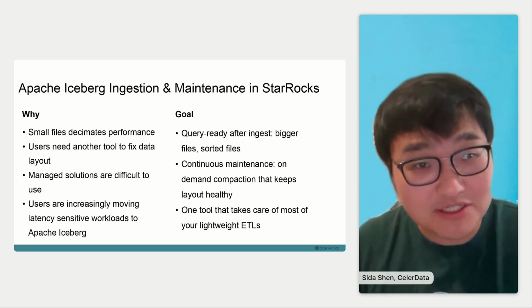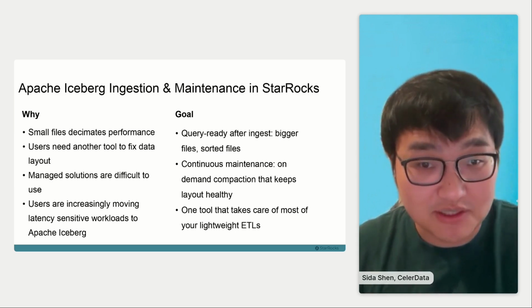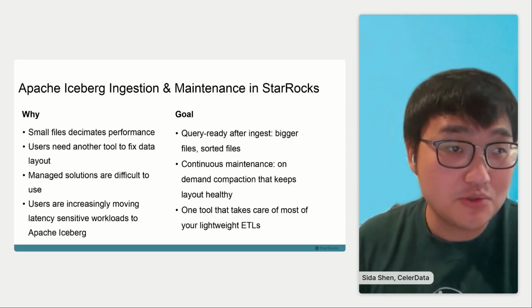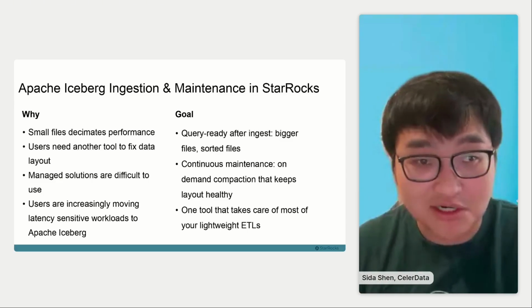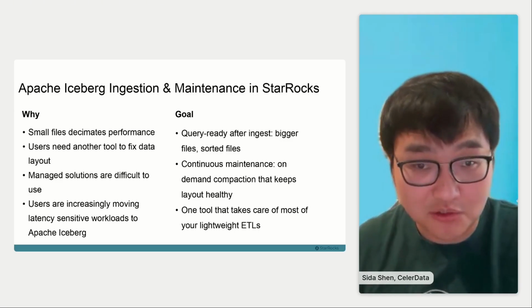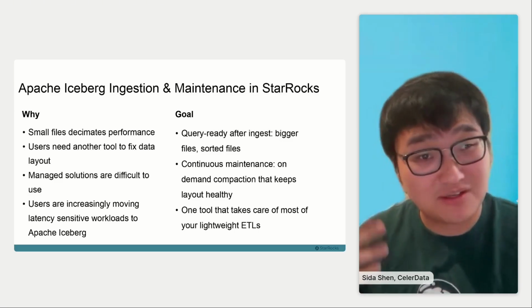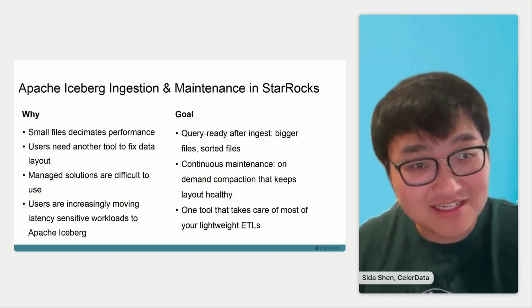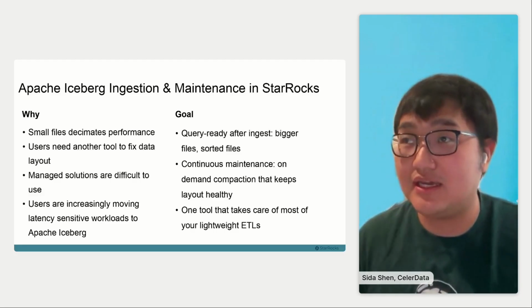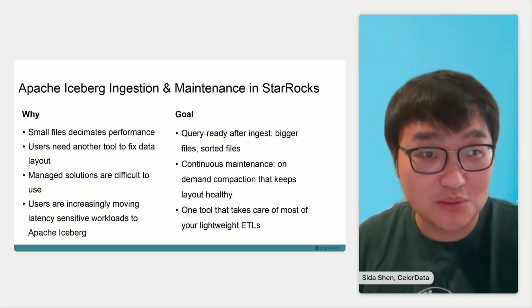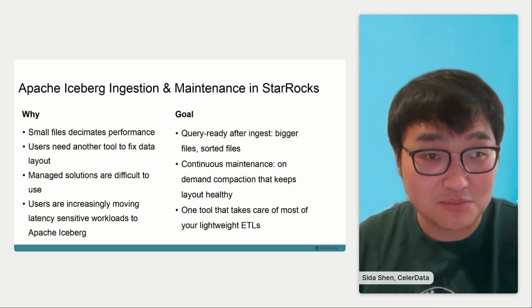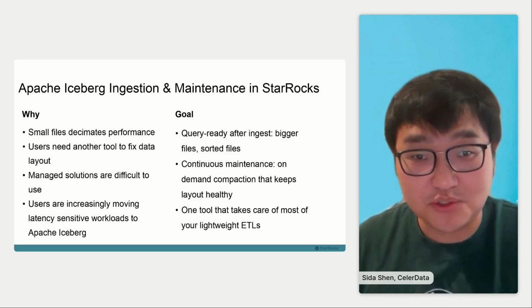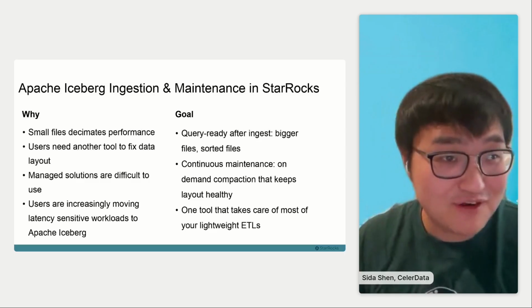And why is it particularly difficult for Apache Iceberg? It's because users often need another tool to fix their data layout, right? Their Apache Spark maintenance service, if their company has that, or they're using a managed solution. Either way, it's very difficult for them to tune, to have that compaction fast enough, right?